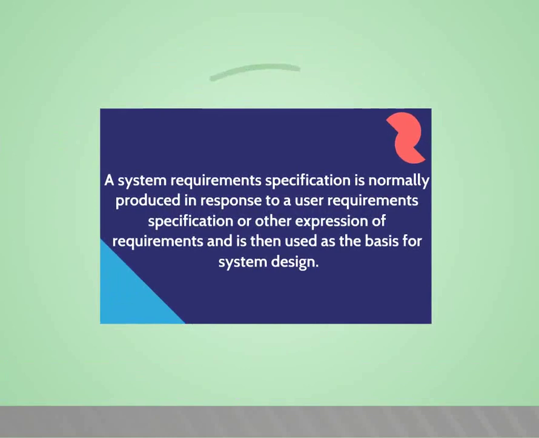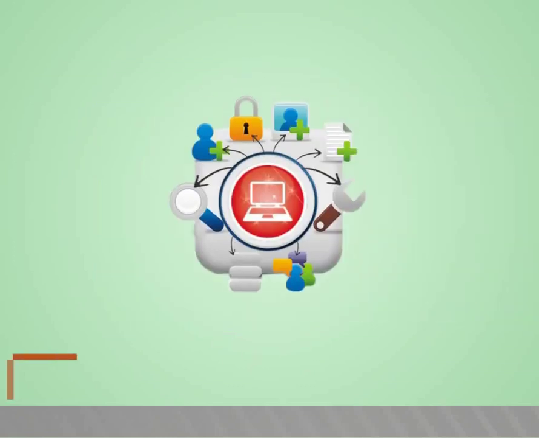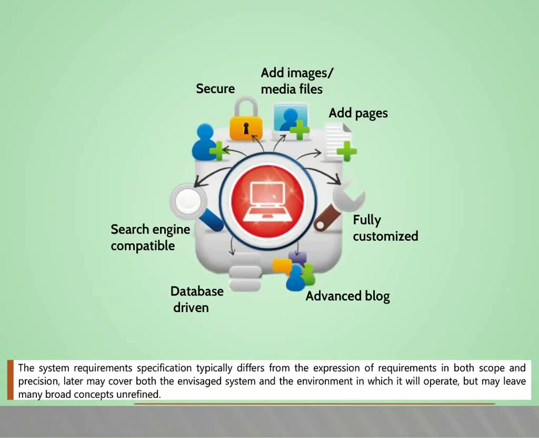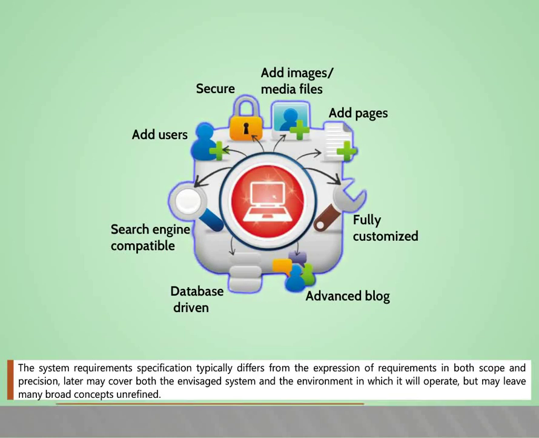A system requirement specification is normally produced in response to a user requirement specification or other expression of requirements and is then used as a basis for system design. The system requirements specification typically differs from the expression of requirements in both scope and precision. The latter may cover both the envisaged system and the environment in which it will operate, but may leave many broad concepts unrefined.